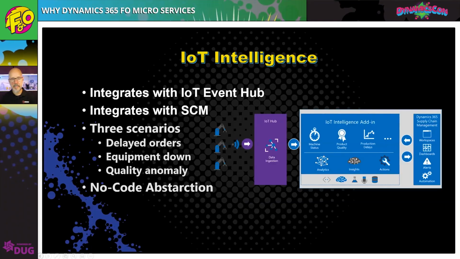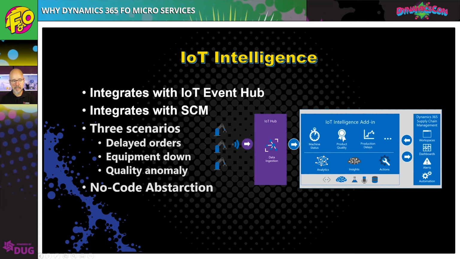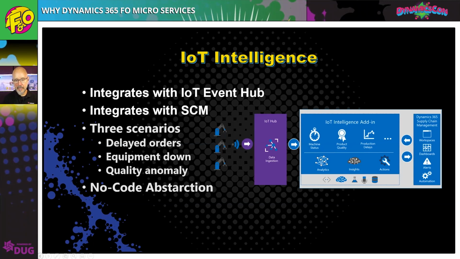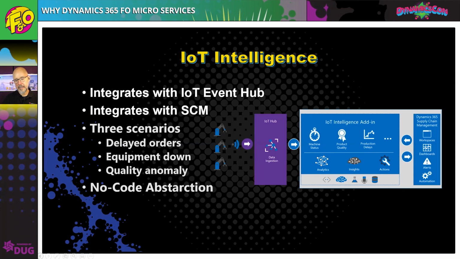If we look at the IoT intelligence, what that actually does is that it connects Azure IoT Hub to Dynamics using a standard interface, which means that we don't have to do any coding within Dynamics. We don't have to build any X++ code to speak to our IoT devices. We have the IoT devices speak to the Azure IoT Hub, and then we have an interface between the Azure IoT Hub into a specialty to supply chain management components.